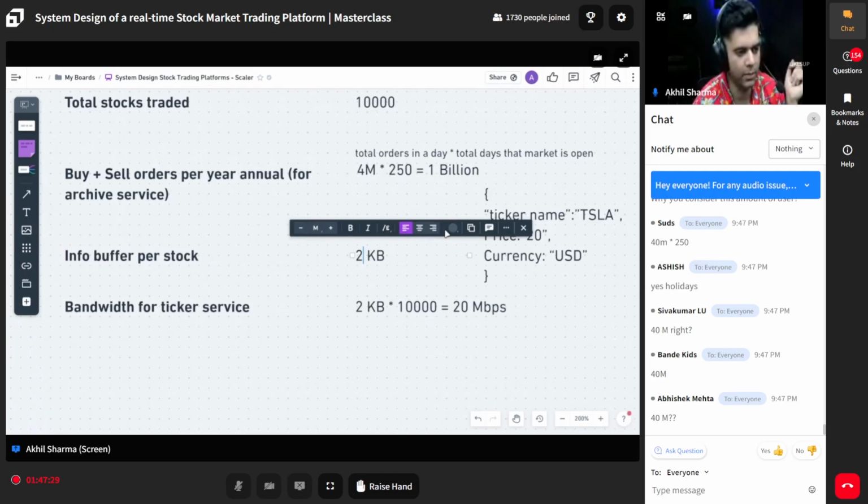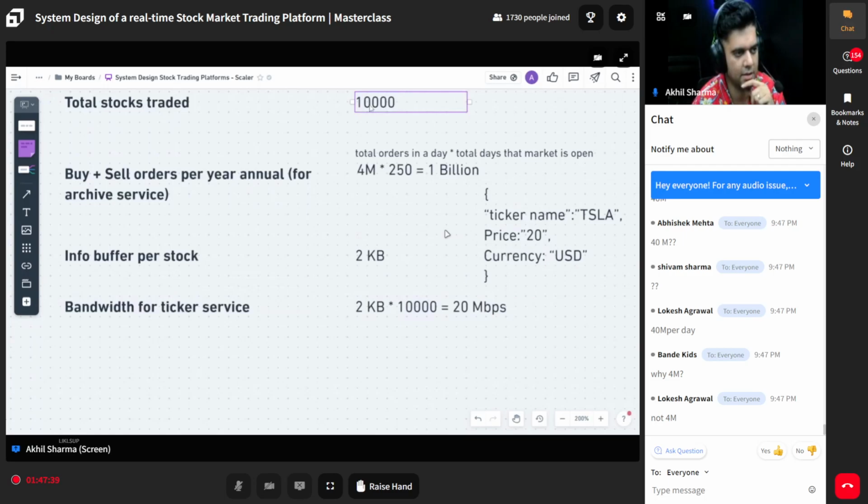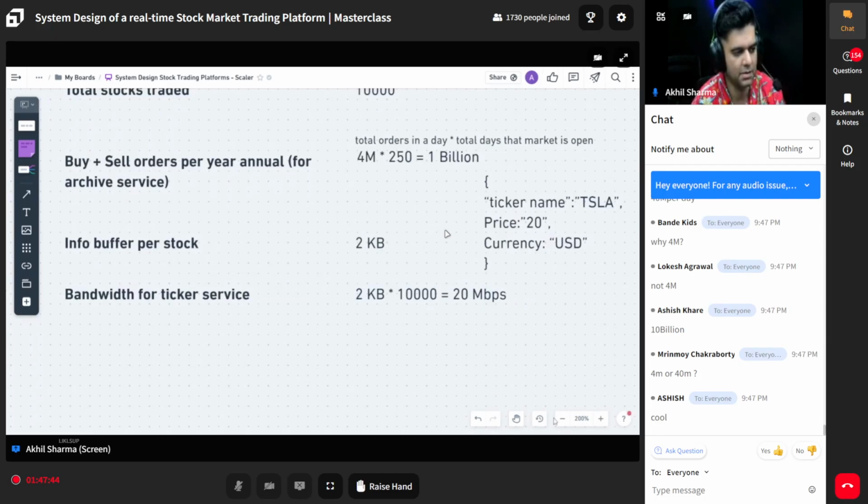And let's say that per stock, the information buffer that we get is 2 kilobytes. So I've shown you what it looks like. It looks like this: ticker name Tesla, price 20, currency USD. It's going to be 2 kilobytes. So what's the bandwidth that we require? 10,000 stocks are being traded on our platform. 2 kilobytes is the information per stock. So that's 20 Mbps. We need 20 Mbps bandwidth.